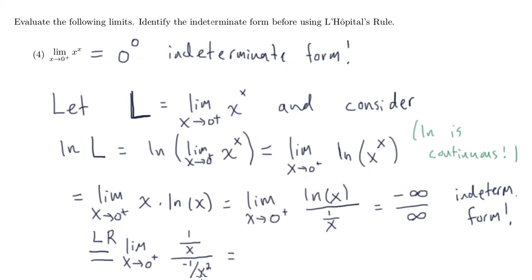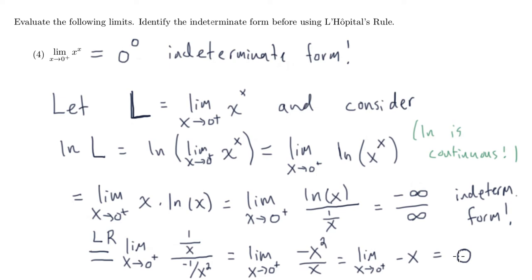This is a quotient of fractions. So keep, change, flip, multiply by the reciprocal, favorite algebraic method for simplifying division of fractions. This is the limit as x approaches 0 from the right of negative x squared over x. And I mean, we could apply L'Hopital's rule again, but really we can just cancel a factor of x, and this is just the limit as x approaches 0 from the right of negative x, which is 0.